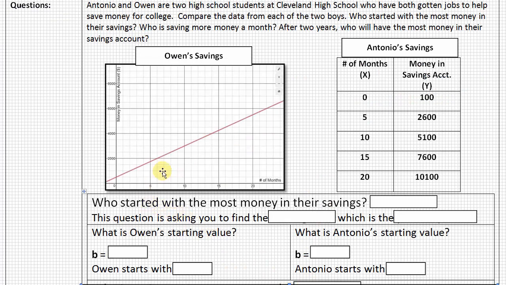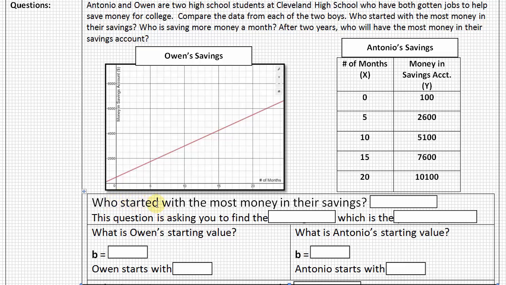So for our first question, which I took directly from the story problem, who started with the most money in their savings? This question, as we've been talking about slope-intercept form, what is it asking you to find? We've been looking at linear relationships. We know they have a slope. We know they have a rate of change.